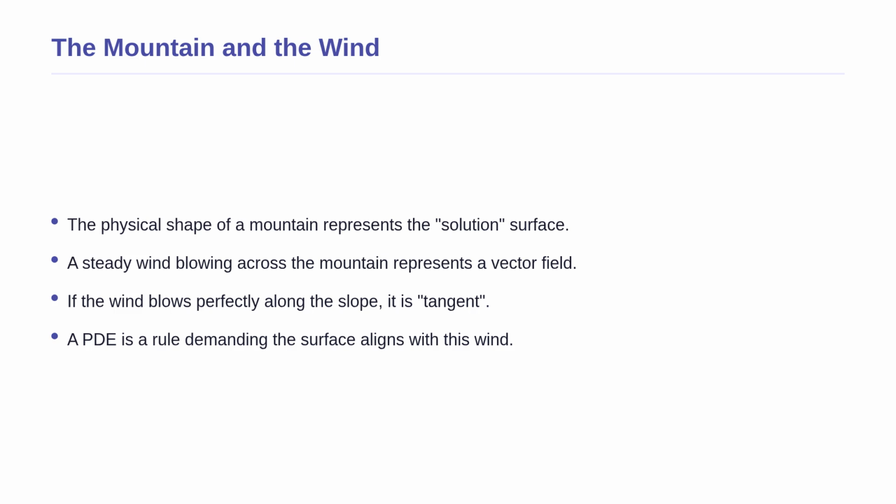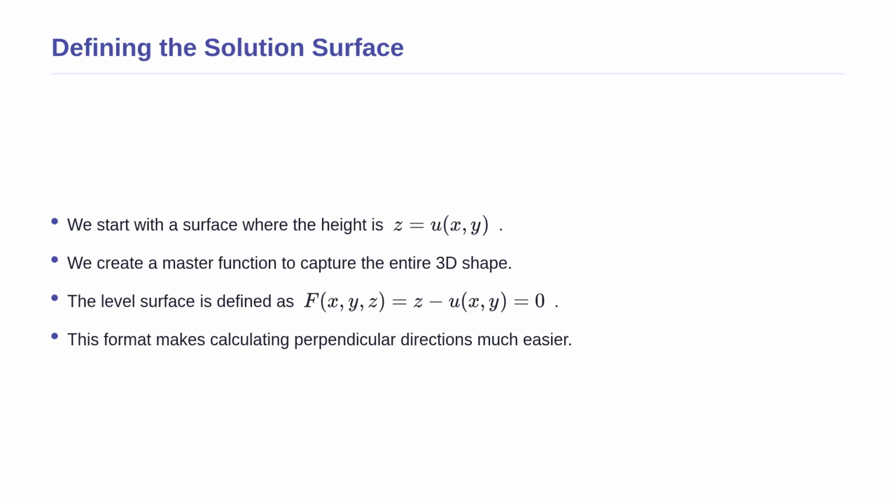A partial differential equation is simply a mathematical rule that describes this exact scenario. It tells us the direction of the wind at any point and demands that our mountain surface must perfectly align with it. Now that we have our mountain analogy, let us define this mathematically.